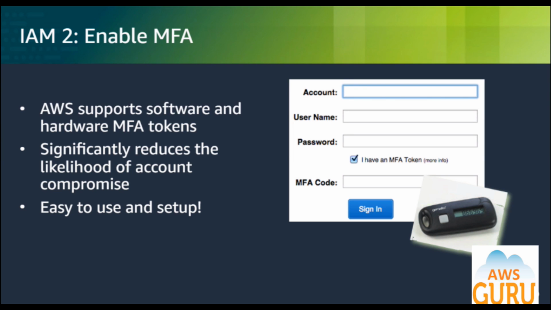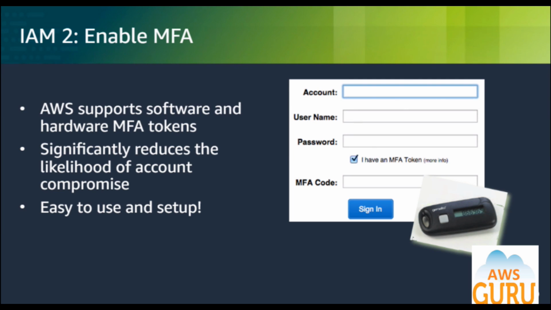With MFA enabled, when a user signs into AWS websites, they will be prompted for their username and password, which is the first factor, or what they know, as well as an authentication code from their MFA device, or the second factor, what they have. Taken together, these multiple factors provide increased security for your AWS account settings and resources.